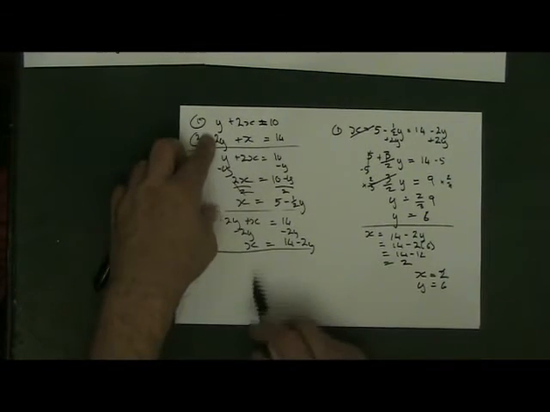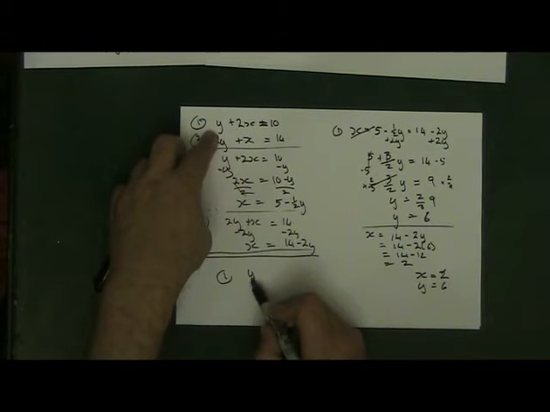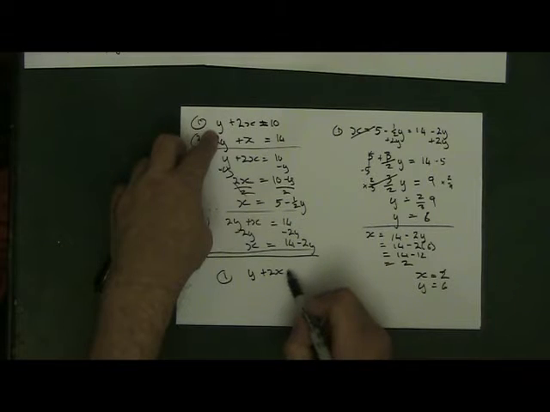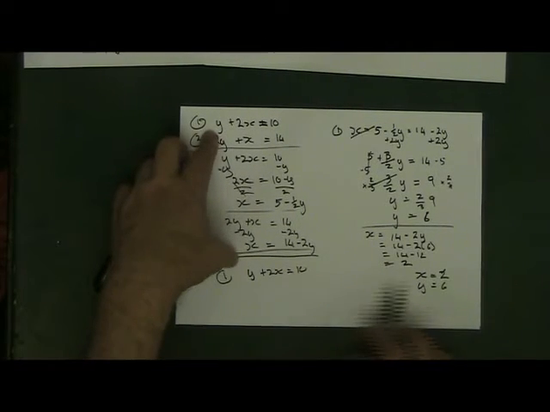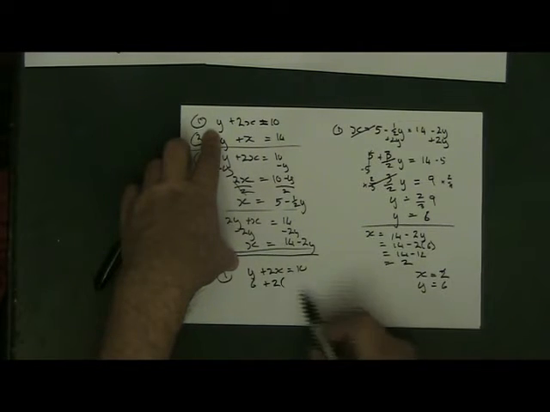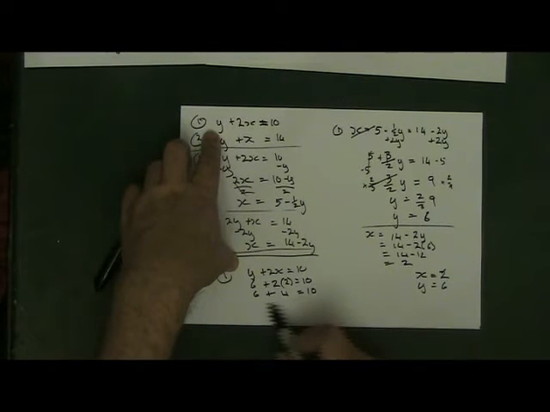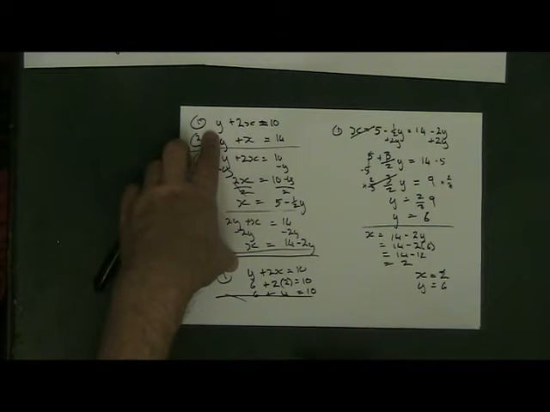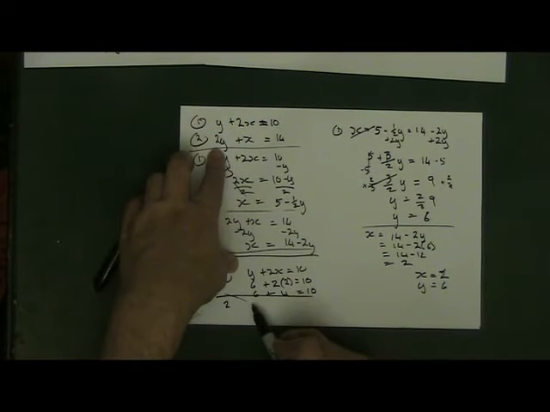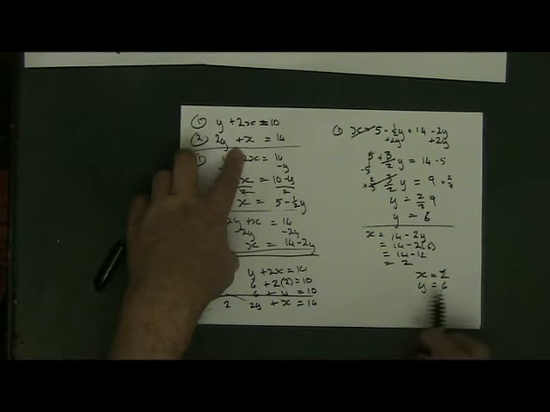We take equation 1, y plus 2x equals 10. Well, y we're going 6, plus 2 times, wherever it says x we're sticking 2. So 6 plus 4 equals 10. That seems good to me. And we cross-check with equation 2. 2y plus x equals 14. Let's just check that. 2 times 6.